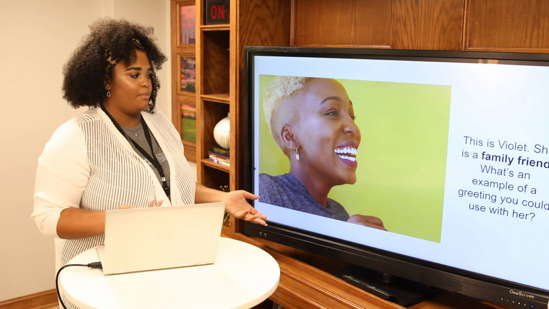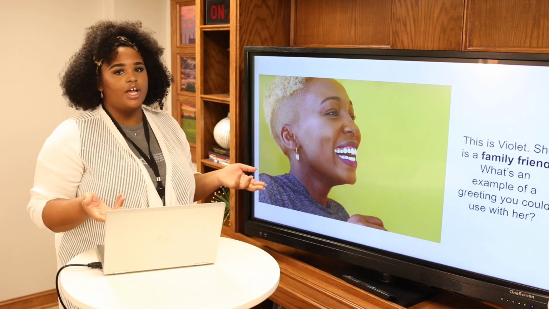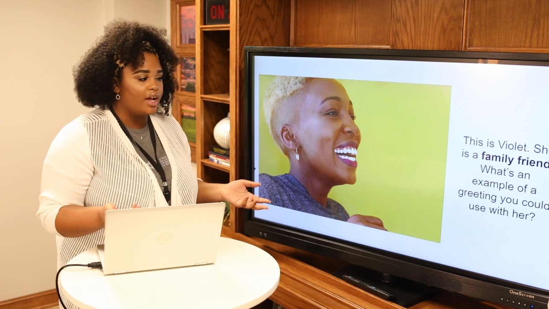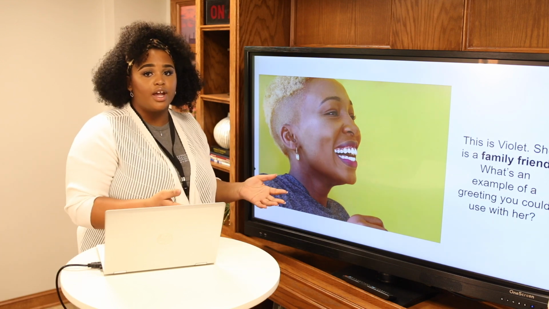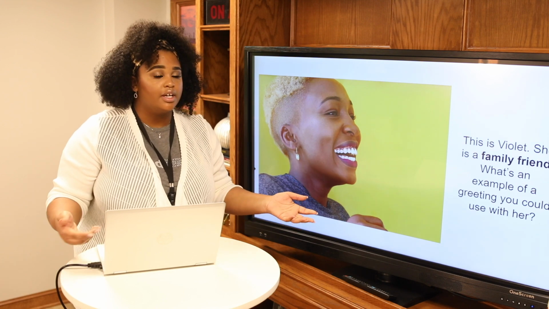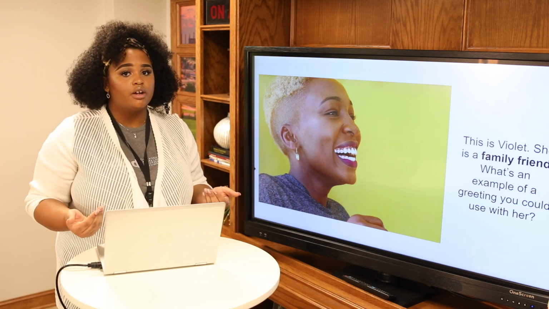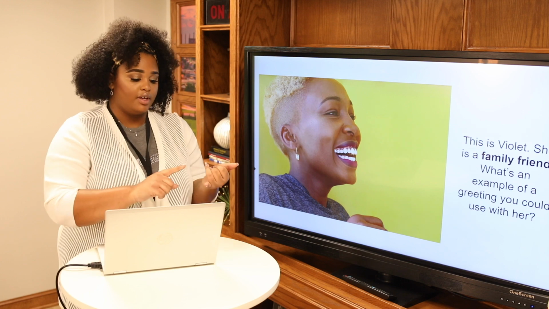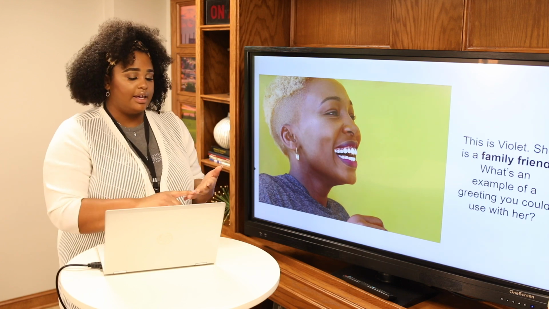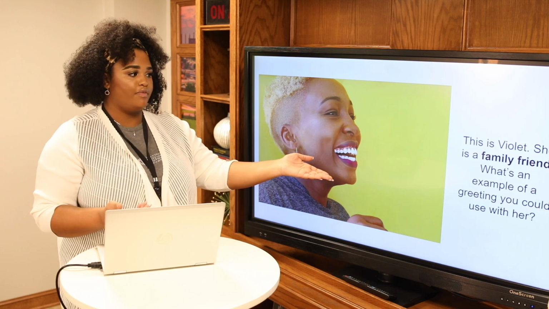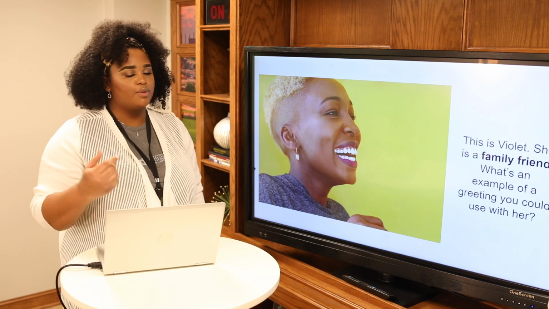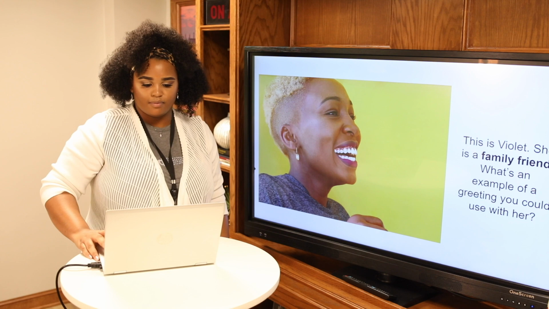Here we have another example. So this is Violet. She happens to be a family friend. So what's an example of how you could greet a family friend with whom you are familiar? Again, you have many options here. So if you thought of ¿qué pasa? ¿Qué tal? Hola, all of these options work to greet your family friend Violet, and she would respond accordingly.